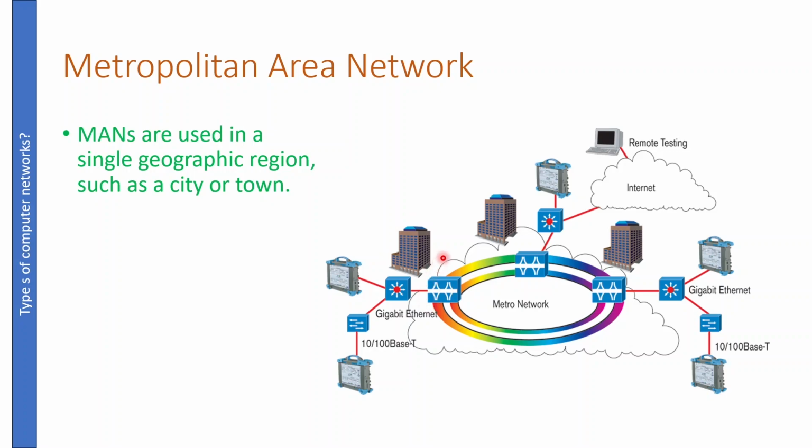Next thing is metropolitan area network. MAN, or metropolitan area networks, are used in a single geographic region, such as a city or town. So when you take a city, we have multiple local area networks, right? We have one company with one local area network, another company with another local area network, and another local area network. When you connect these company networks into one network, you can call this a metropolitan area network. Then by using an ISP, internet service provider, you can connect to the internet through one port, right?